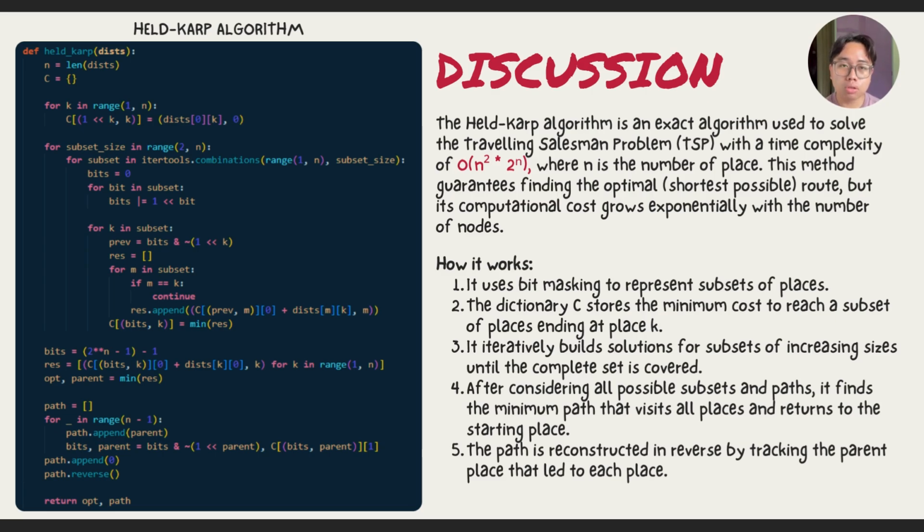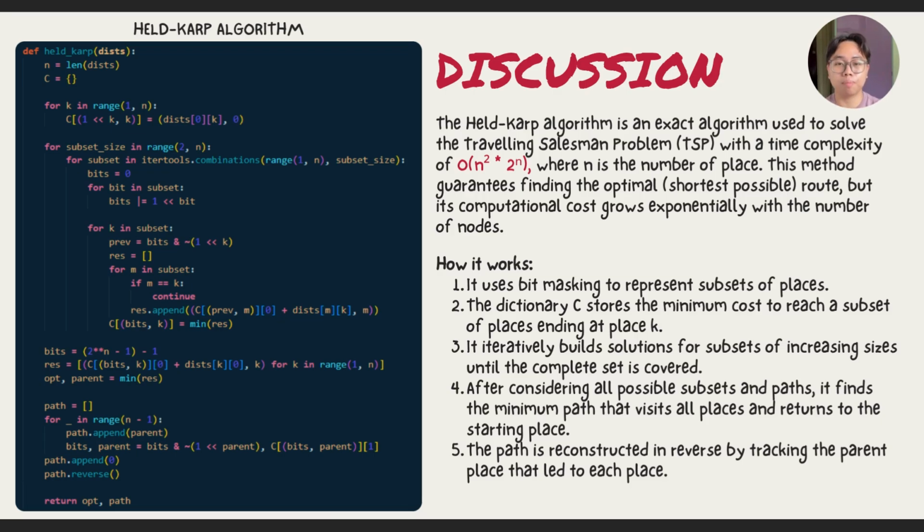So how this works is, first it uses bit masking to represent subsets of places. The dictionary C stores the minimum cost to reach a subset of places ending at place k. It iteratively builds solutions for subsets of increasing sizes until the complete set is covered. After considering all possible subsets and paths, it finds the minimum path that visits all places and returns to the starting place. And the last step is the path is reconstructed in reverse by tracking the parent place that led to each place.